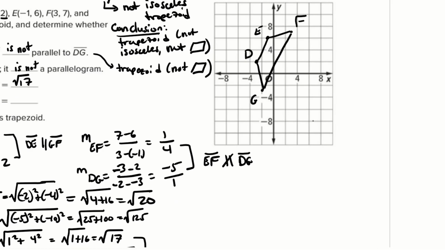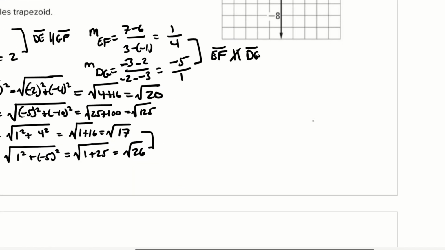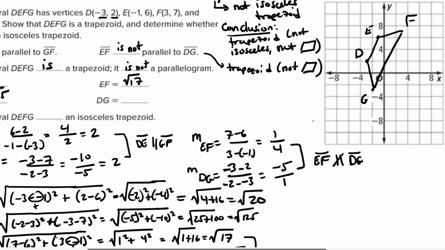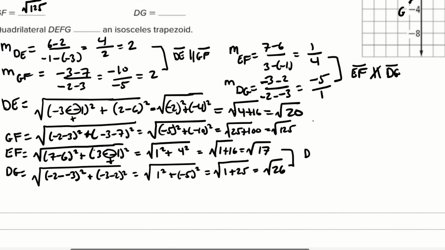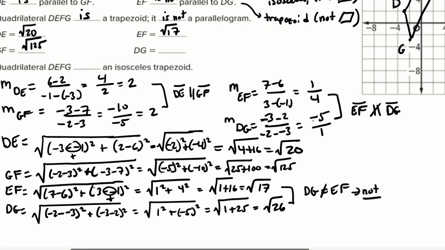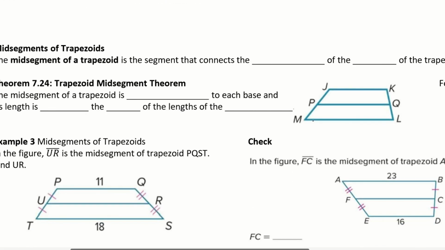But because DG was not equal to EF, it's not an isosceles trapezoid. So we're going to say it's not an isosceles trapezoid, and we said DG was the square root of 26. All right, so now let's look at segments of trapezoids.